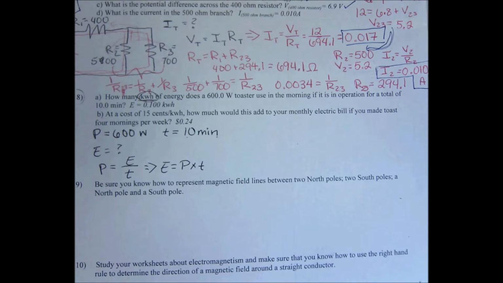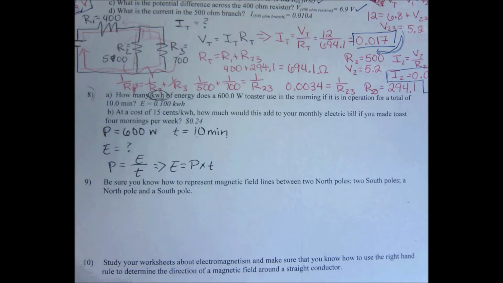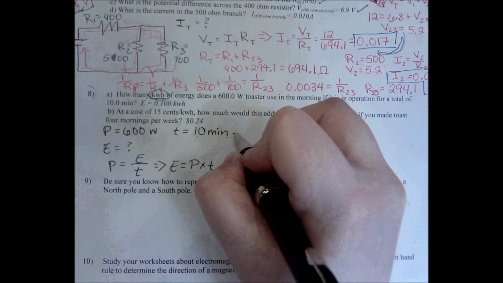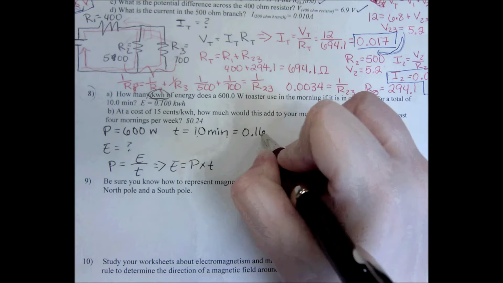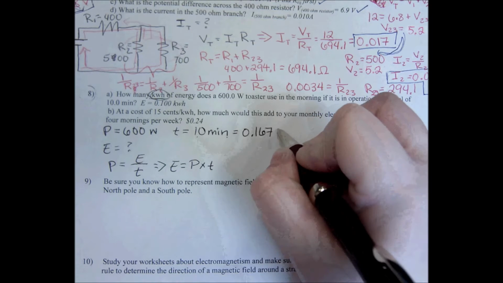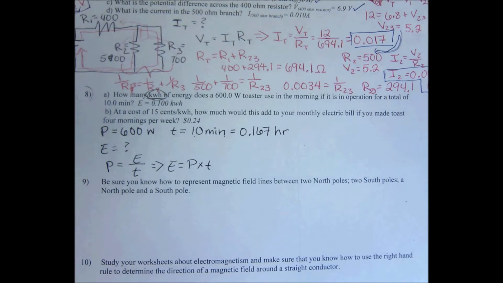I don't have my calculator, hold on. It's good that I got up and got my calculator anyway, but it occurs to me that I don't actually need a calculator to divide 10 by 60. So 10 divided by 60 is going to give us 0.167 hours, which is 1/6 of an hour, which makes sense.